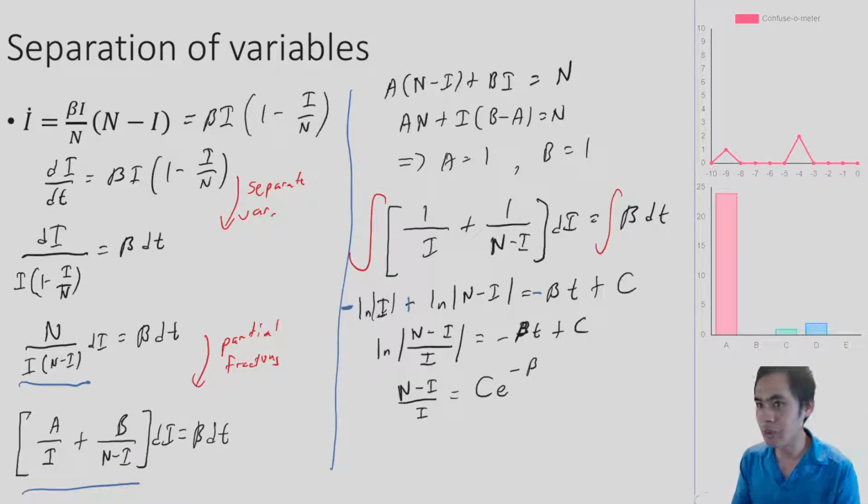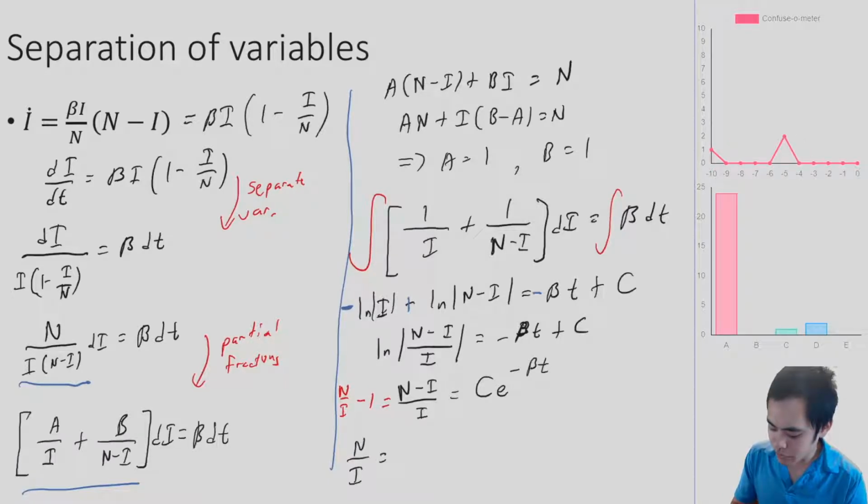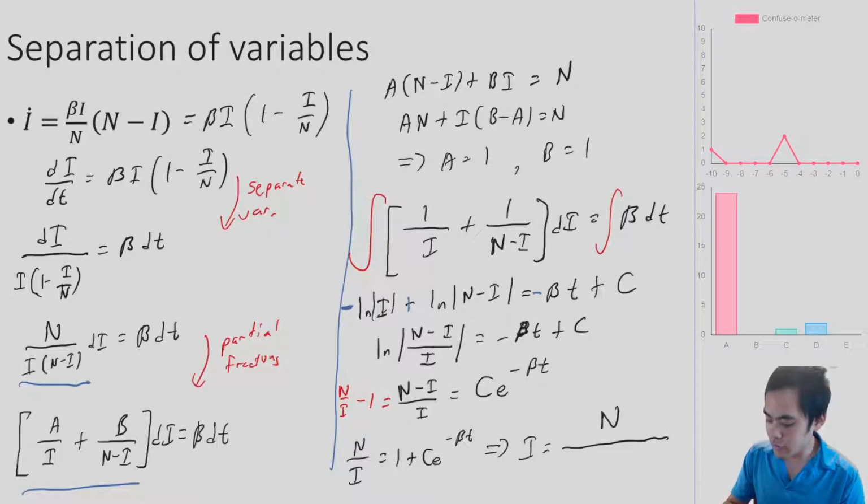We're playing fast and loose with our constants now. E to the minus beta t. And of course, notice that this thing here is equal to n over I minus 1. That's the reason we flipped it. And so you're left with n over I is equal to 1 plus c e to the minus beta t, which implies that I is equal to n over 1 plus c e to the minus beta t.